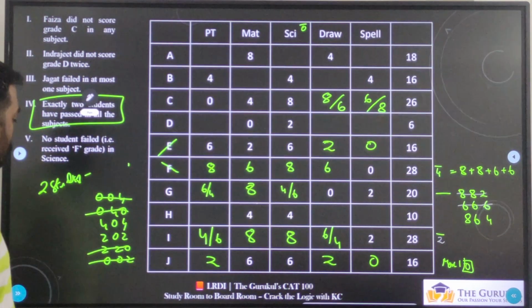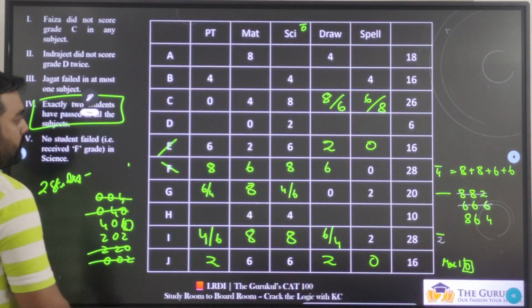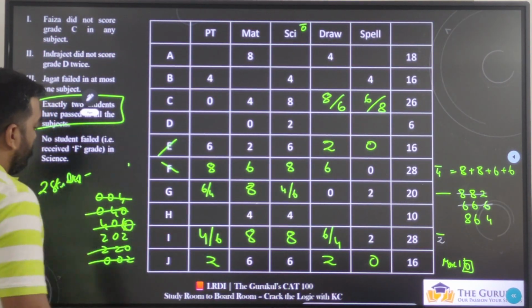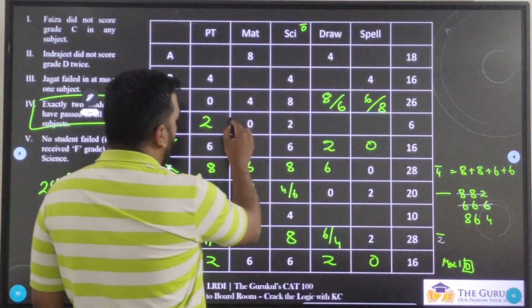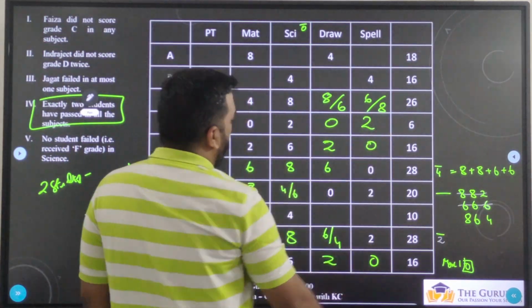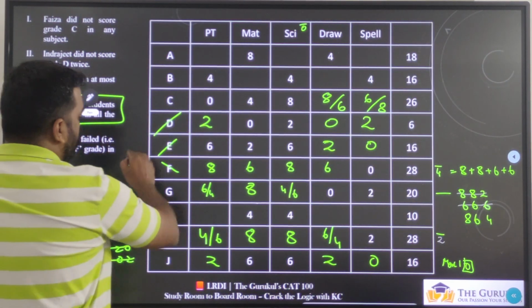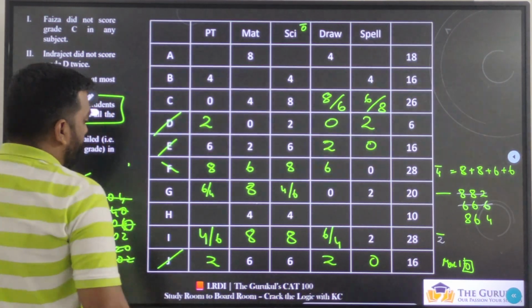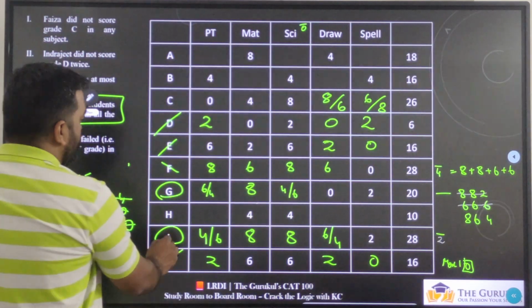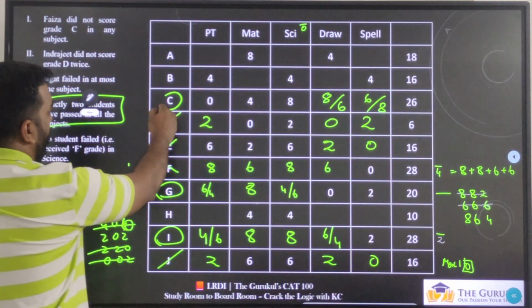400. 0 in the last position, not possible. So the only thing which is left out is 202. So 2, 0 and 2. Perfect. D is also done properly. J is also done properly. This is half done. This is half done. This is also half done.